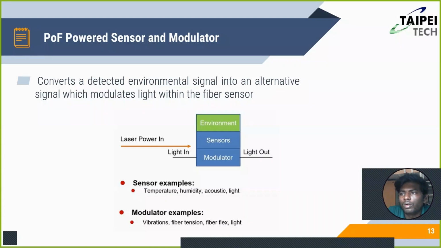The final component of the system is a POF powered sensor that also acts as a modulator. It converts the detected signal, say UV light, from a PD event into an optical signal within the fiber. This hybrid module essentially becomes a self-powered compact optical monitoring system.